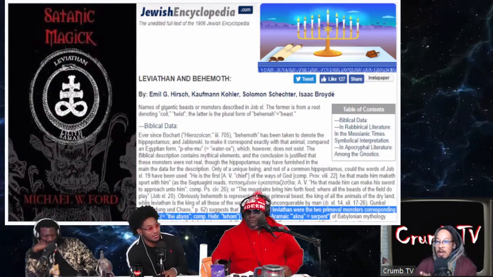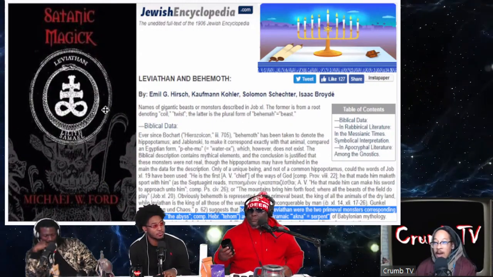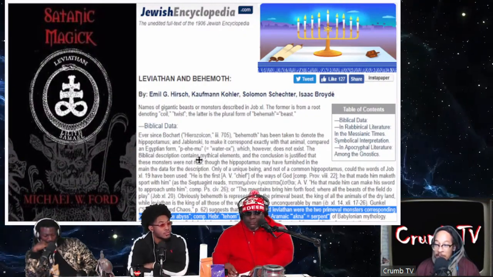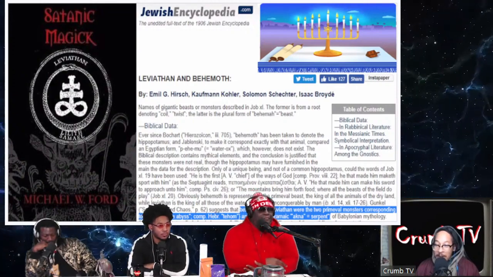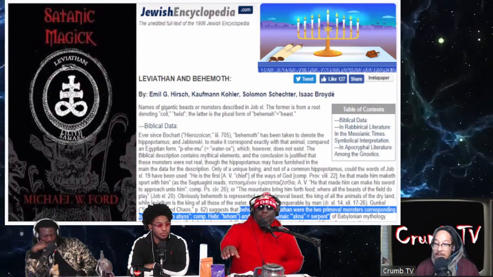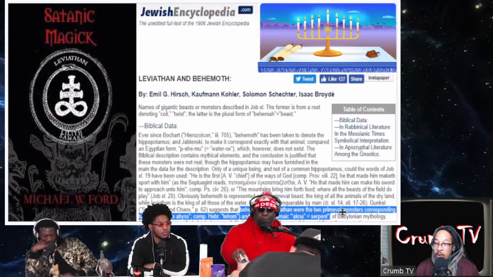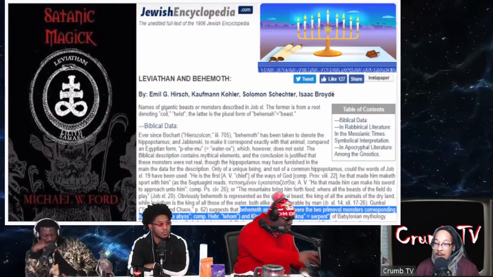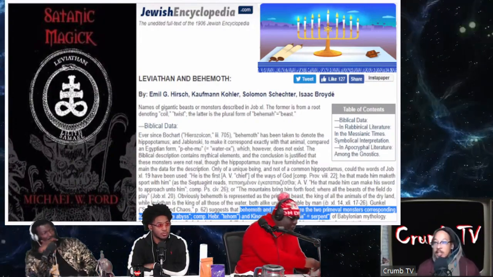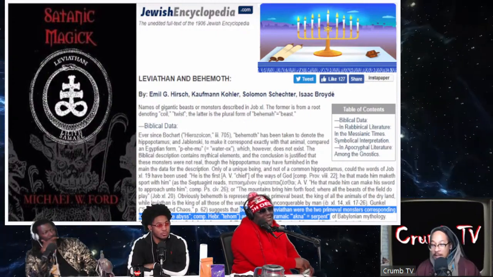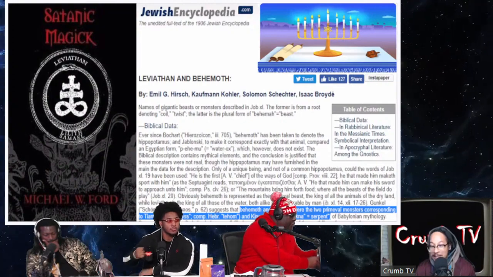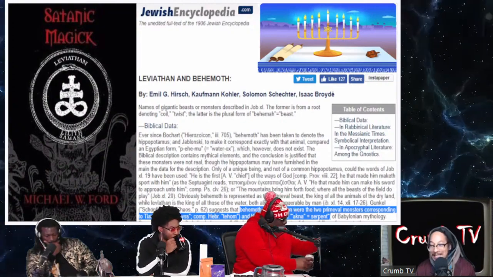But no, seriously. According to that article called Leviathan and Behemoth, if we skip the biblical data and go down to the highlighted section at the bottom, it says the Behemoth and Leviathan were the two primeval monsters corresponding to Tiamat. This is the Jewish Encyclopedia. When you say Leviathan, you're saying Tiamat. Leviathan is Tiamat.